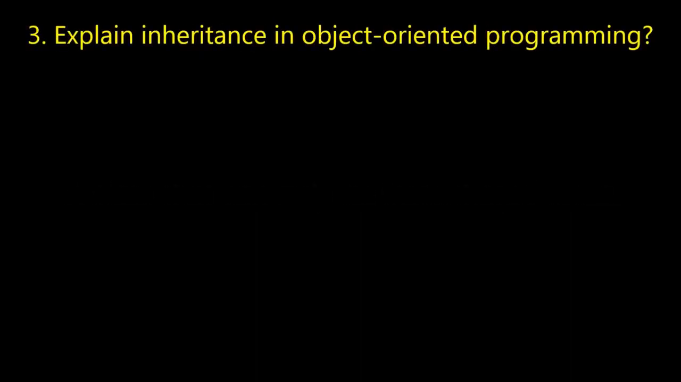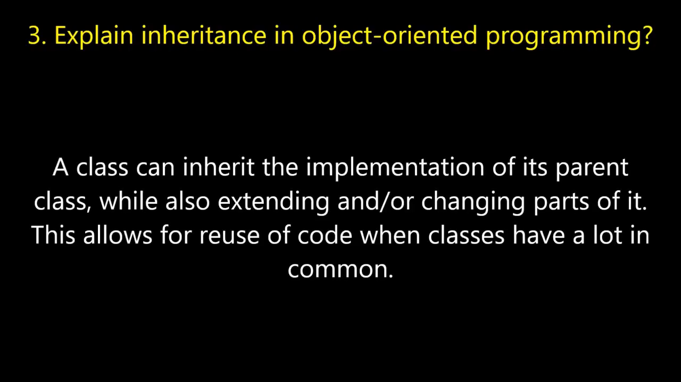Question number 3. Explain inheritance in object-oriented programming. A class can inherit the implementation of its parent class, while also extending and/or changing parts of it. This allows for reuse of code when classes have a lot in common.